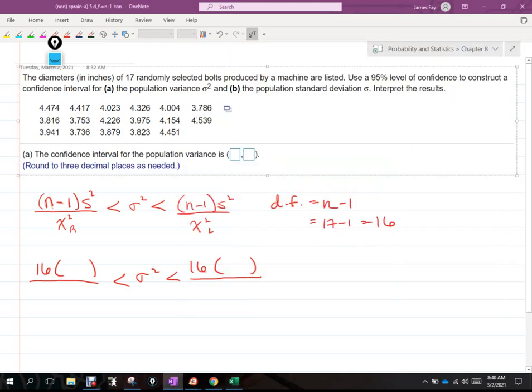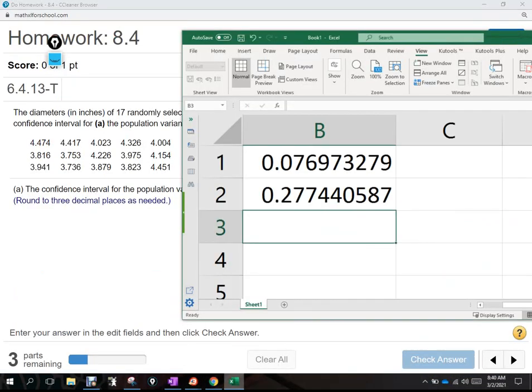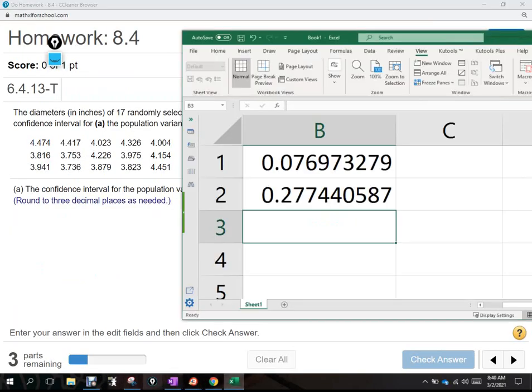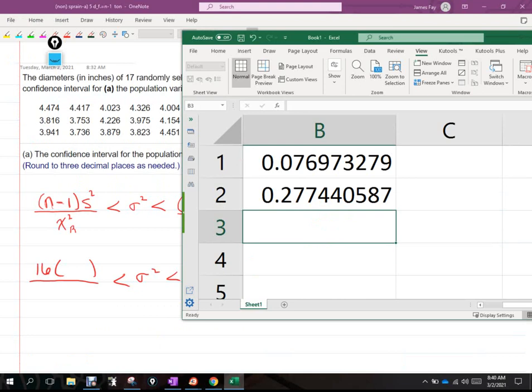Now it says round to 3 decimal places as needed. So if you think you've done everything correctly but you're getting the question wrong, it might be because you rounded to like 4 decimal places in this value, and then the rounding error creates issues. So I'm going to make sure that I round this out far enough, probably out to this 7 right here, so I know that this 6 here is not going to be impacted by rounding errors. Does that make sense? Okay.